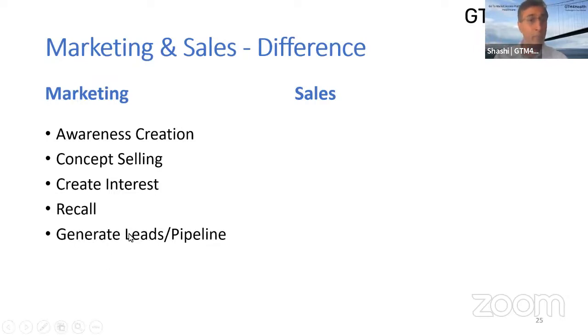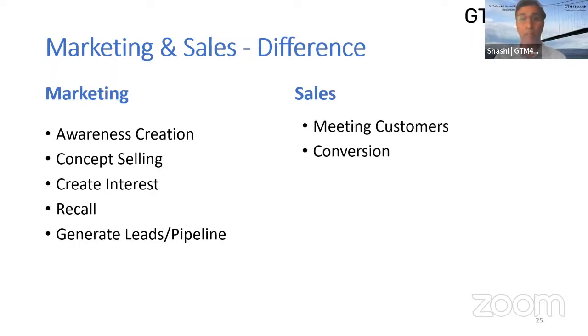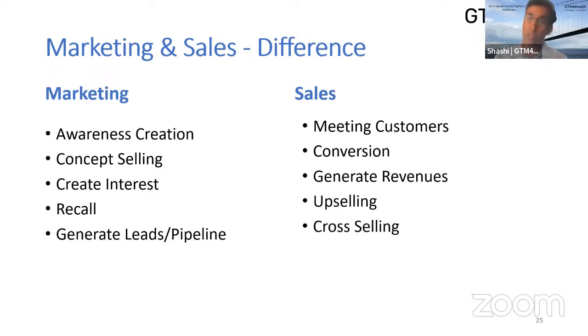Marketing is the one that creates your leads or pipeline, so get that right. And sales is fairly easy. Once the leads come, you meet customers, tell them about your product or service, and convert them. Conversion happens, and then you generate leads, upselling, cross-selling, right?